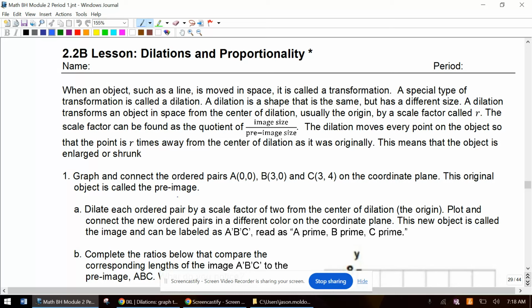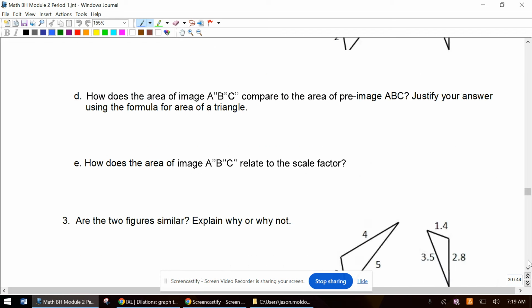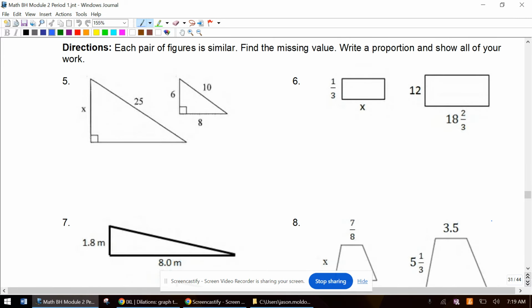This is the 2-2B lesson, which is on dilations and proportionality. We're going to start on the third page, and we're going to look at some examples of similar figures.